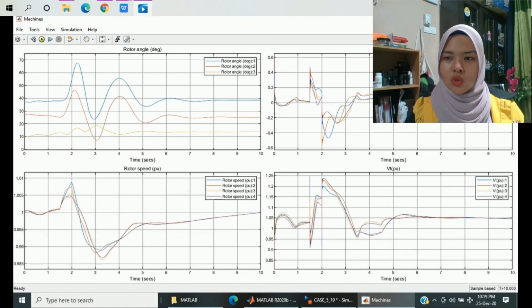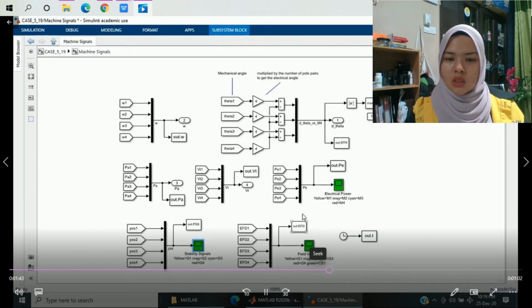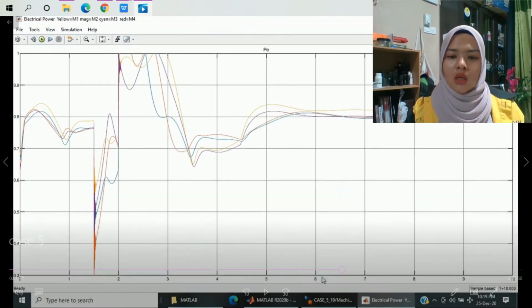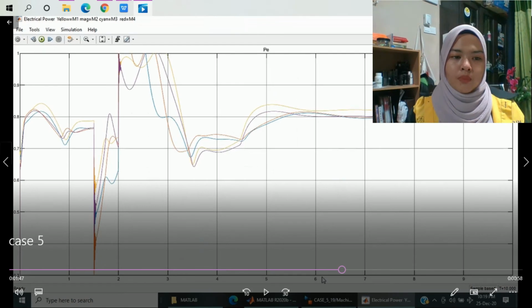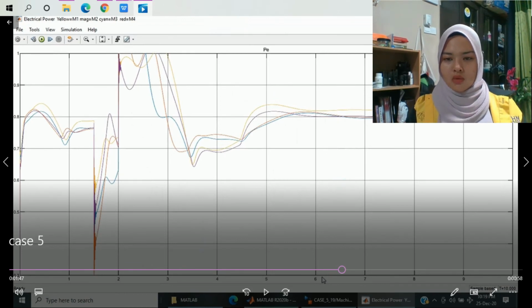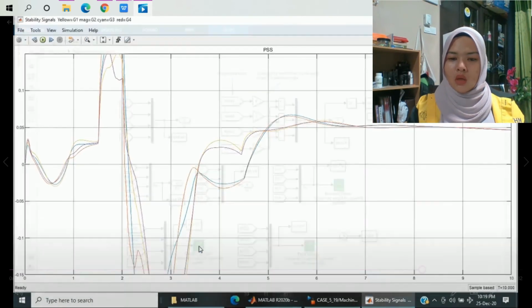Alright, next we move to the machine signal. The first one is electrical power. This is the electrical power graph. As we can see, there is instability of the system in the form of electrical power. At the bottom of the graph there is an increment, a decrease, and then a sudden increase, and between 2 and 4 seconds there is instability, and then it started to stabilize at 6 seconds.